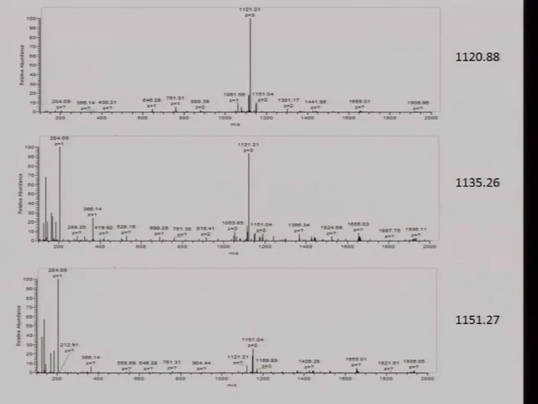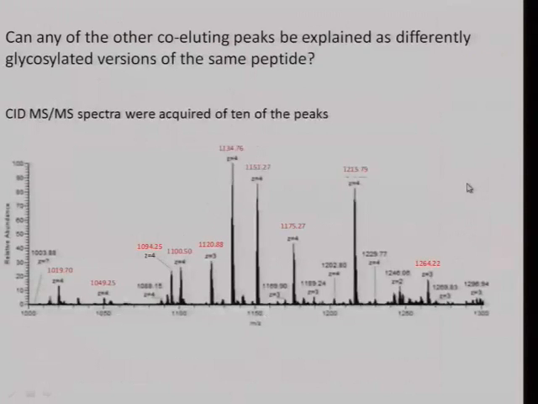Okay, so that was the 1120. Then we've got an 1135, and again we've got a big 1121 peak in there. So this is another version of that peptide. It should be 1134.7, which was quadruply charged. So this is now a much bigger structure again.